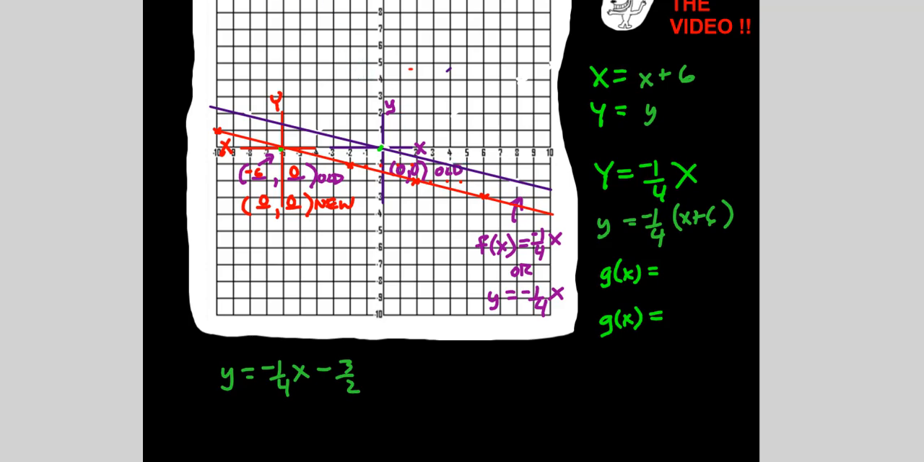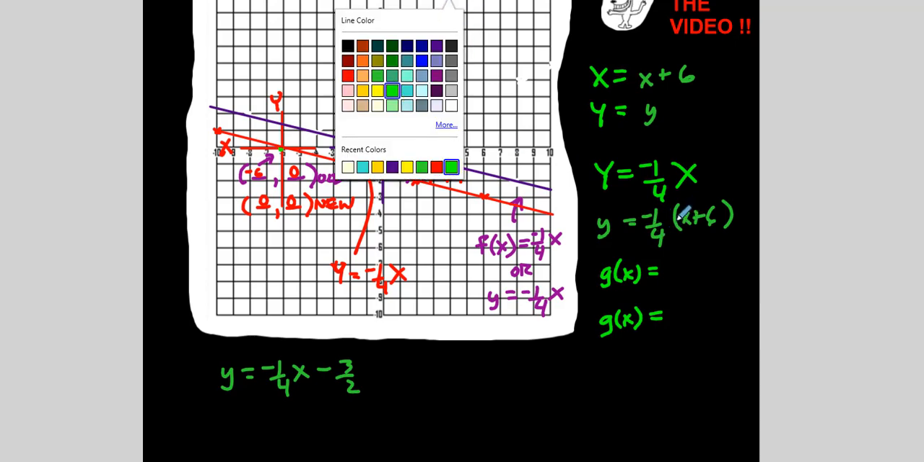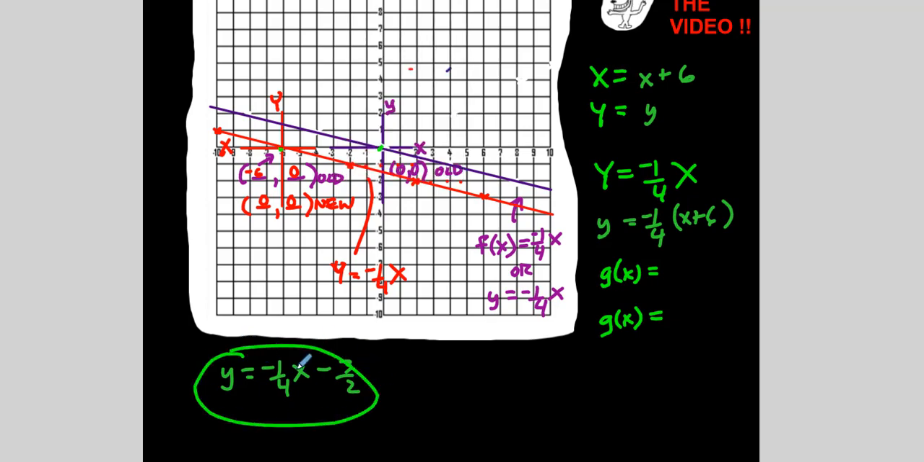Again, in terms of the new coordinate system, this is capital Y equals -1/4 times big X. In terms of the old coordinate system, little x, little y, we just did that. This is -1/4 times quantity x plus 6, or y equals -1/4 x minus 3/2. If I use g of x to name this new function, g of x is -1/4 times quantity x plus 6, or g of x is f of x plus 6.